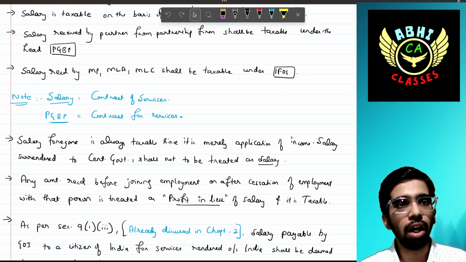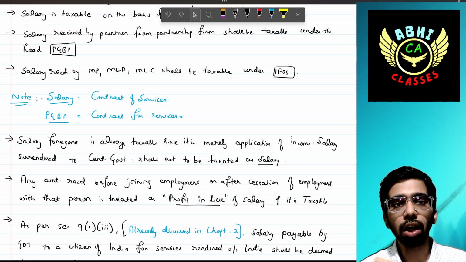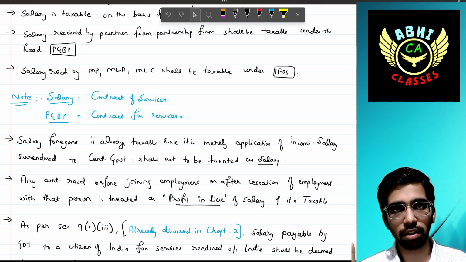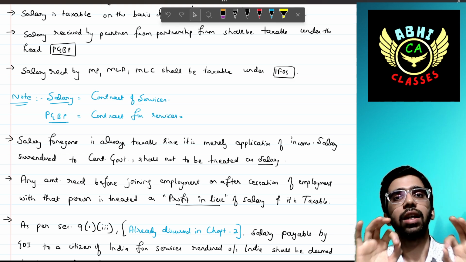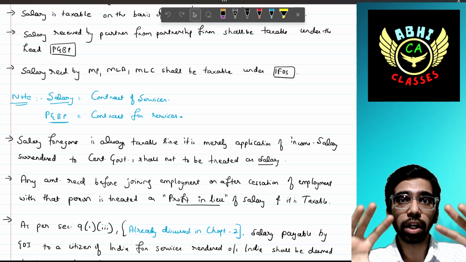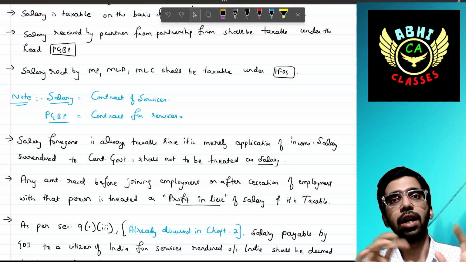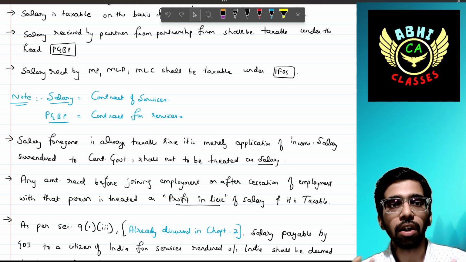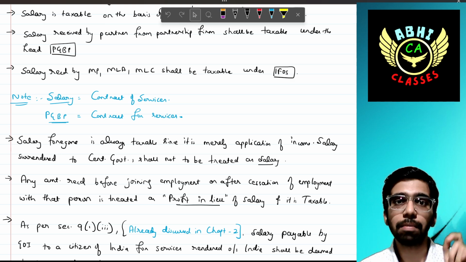Next, one most important note. If you work under a contract of service, that income will be charged under the head salary. If there is a contract for services, then that income will be charged under PGBP, that is business income. Contract of service will be treated as salary. Contract for services will be treated as PGBP, that is business income.